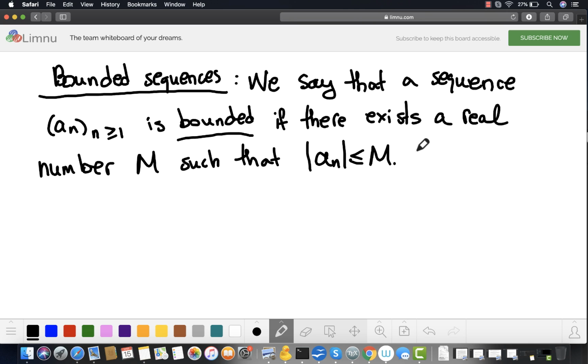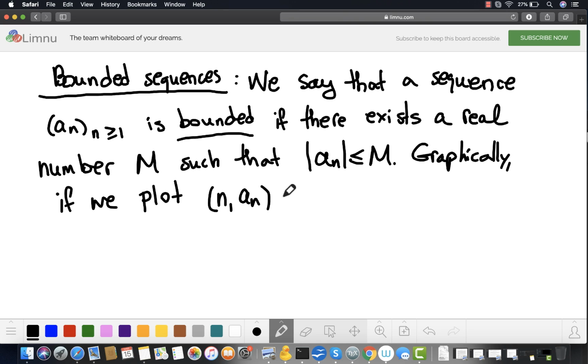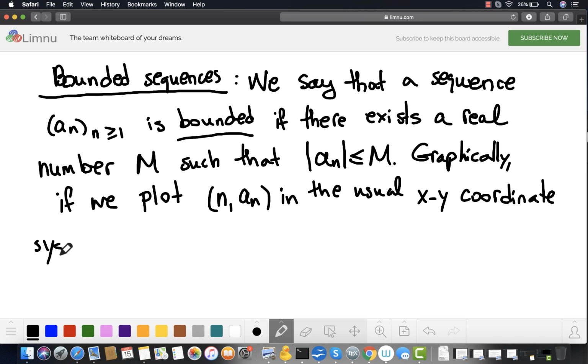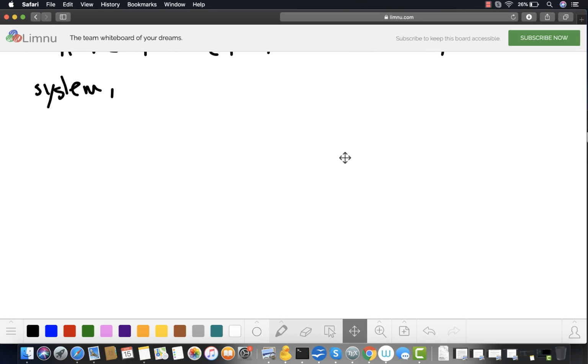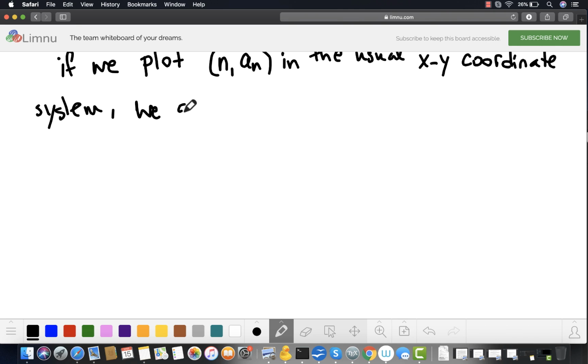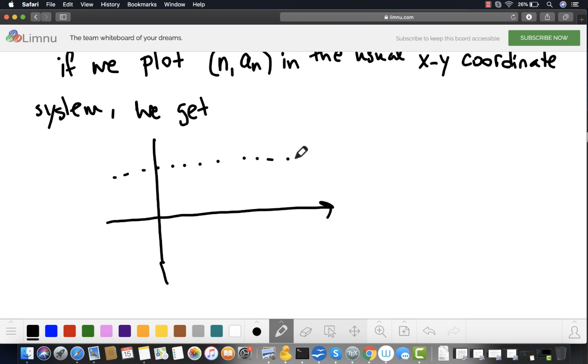So basically what this means is that graphically speaking, if you plot the elements of the sequence, so we can plot them by plotting the point n comma a sub n in the usual xy coordinate system. Then the picture looks like this. The terms, the y values, cannot exceed y equals M, and also y equals minus M.